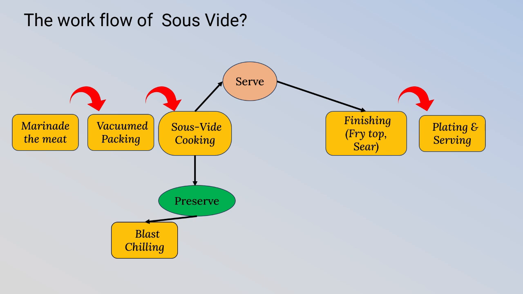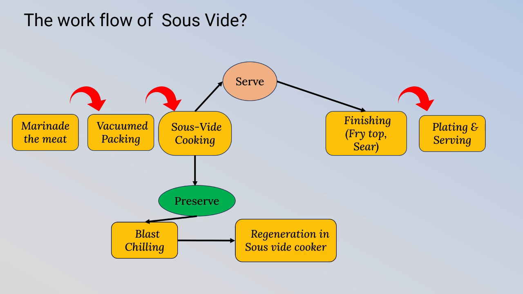Once the blast chilling is done, next day whenever you are serving, you put the packet from the blast freezer to the sous vide container once again for regenerating. It will be just heated over there. Already we know that once the temperature is set, there is no possibility of getting overcooked. So this meat will never get overcooked over there.